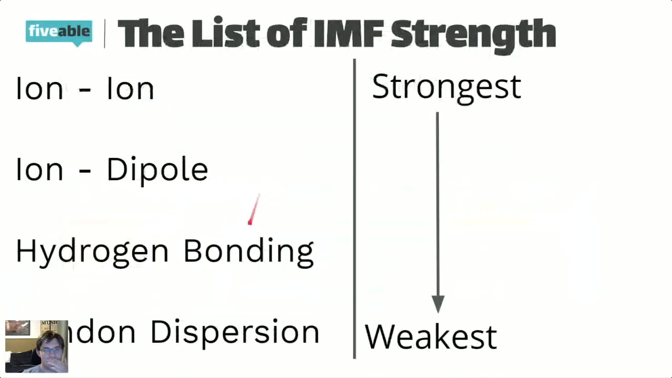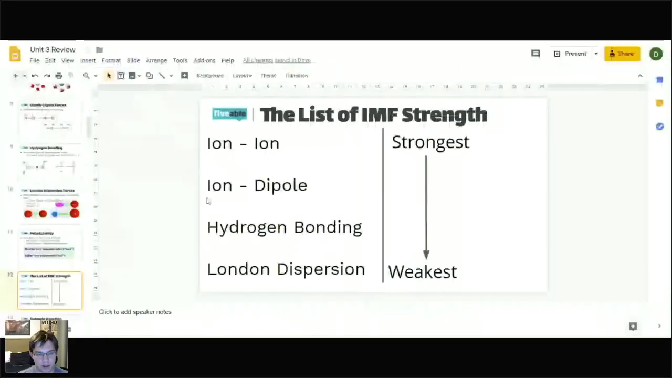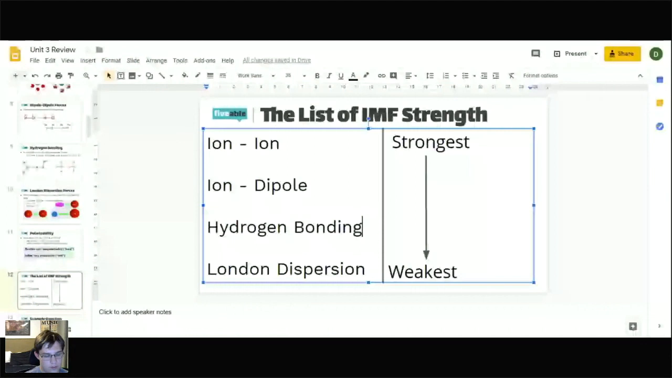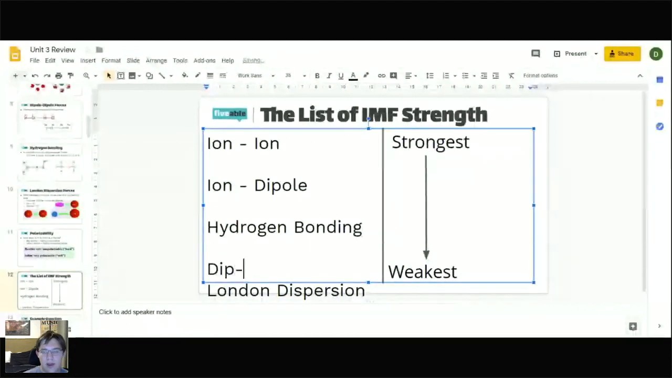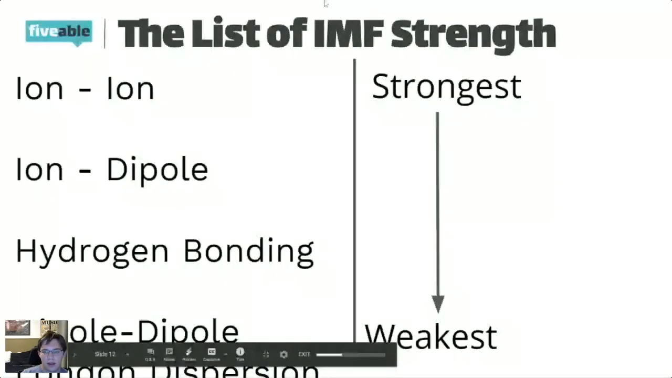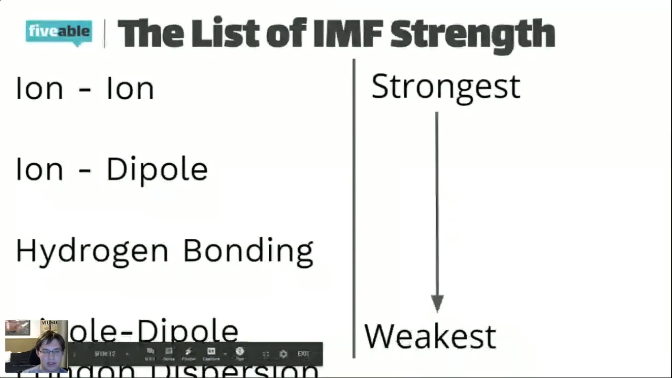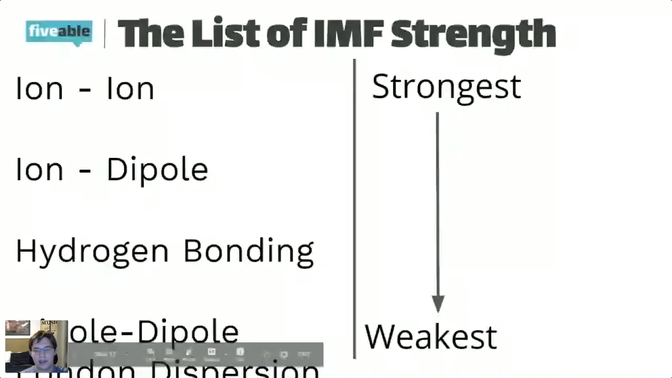All right, so here's the definitive list, right? This is really the thing that people really want. It's the definitive list of the strongest to the weakest IMF strengths, right? So we see that we have ion, right, all the way at the top, then ion-dipole, then we have hydrogen bonding, and I've got to fix this. There we go. Then we see hydrogen bonding, right? Then finally we see dipole-dipole forces and London dispersion forces. So that's really the list in order.